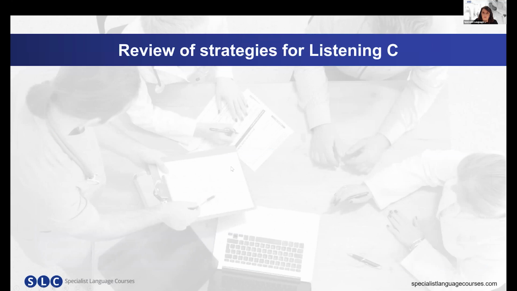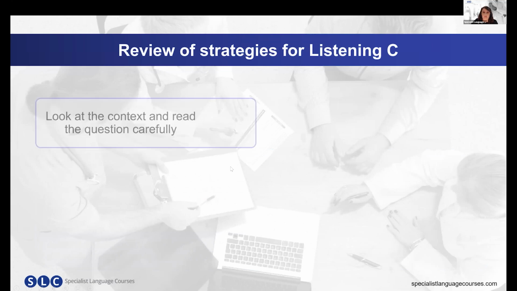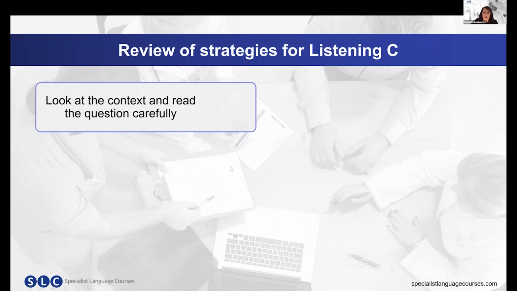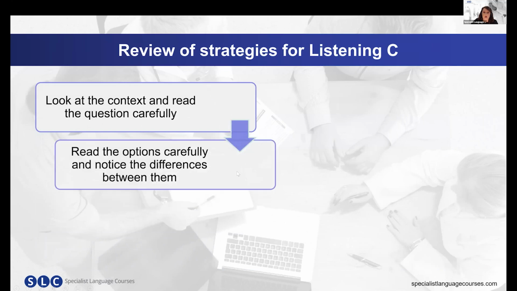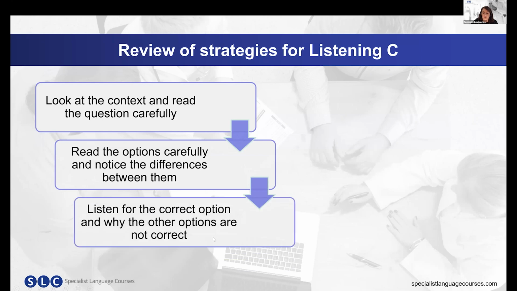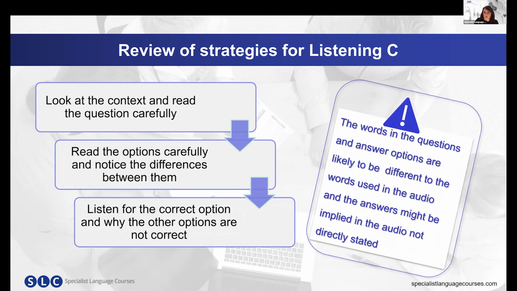So a review of your strategies for listening. Make sure you look at the context and read the question carefully. Read the options and notice the differences between them while underlining keywords. Then listen for the correct option and also notice why the other options are not correct. Now, be careful that the words in the questions and the answer options are likely to be different to those answers in the audio, and quite often they are implied and not directly stated as we've seen.